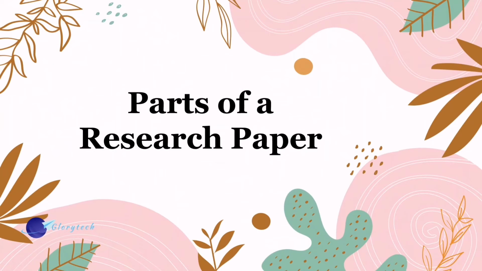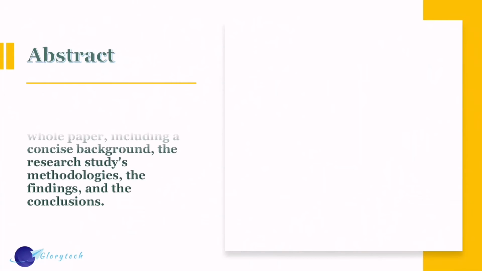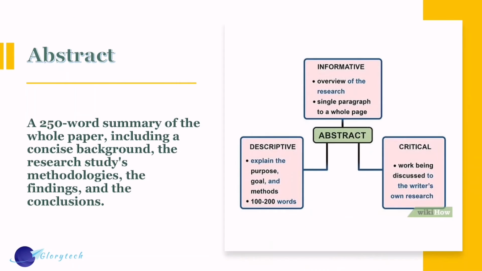Parts of a research paper. First of all, we have the abstract, which is a 250-word summary of the whole paper, including a concise background, the research study's methodologies, the findings, and the conclusions. Background information about your research project that is lengthier and more detailed. This helps other researchers to catch up on the pertinent material for your study. These are generally broad at first, but as the introduction progresses, they get more detailed.